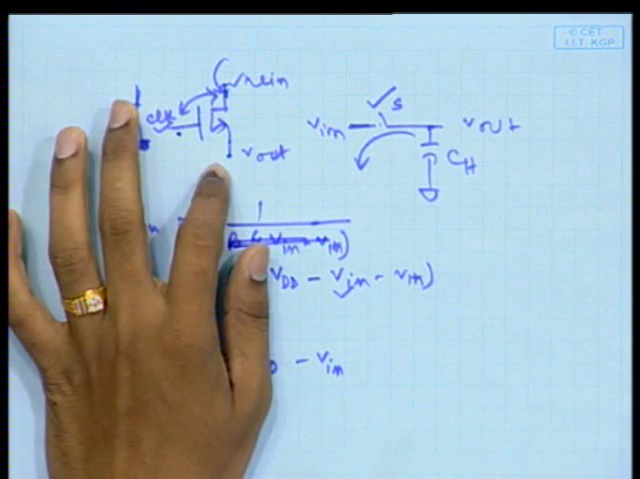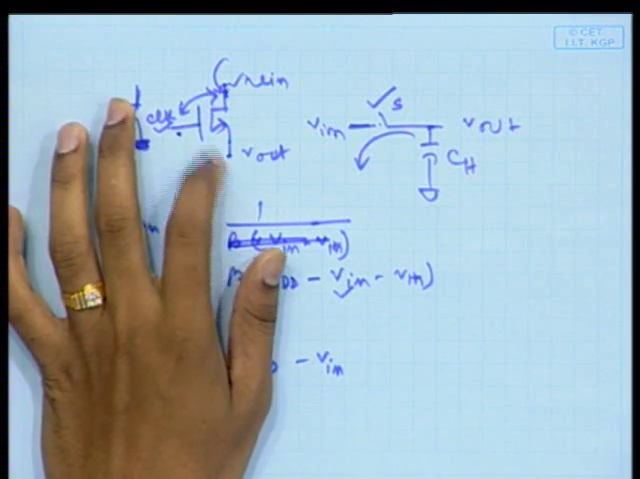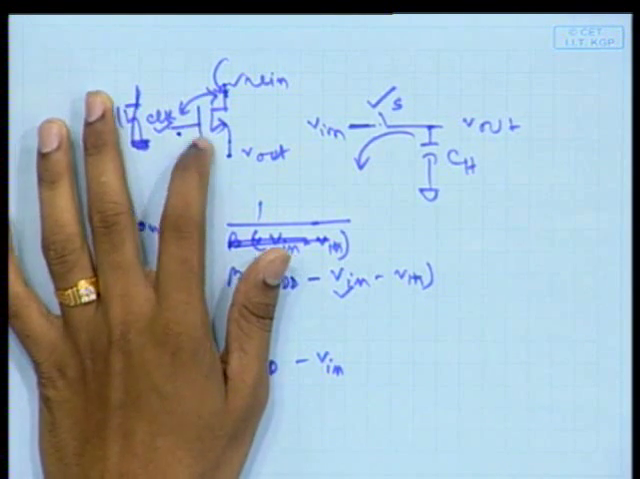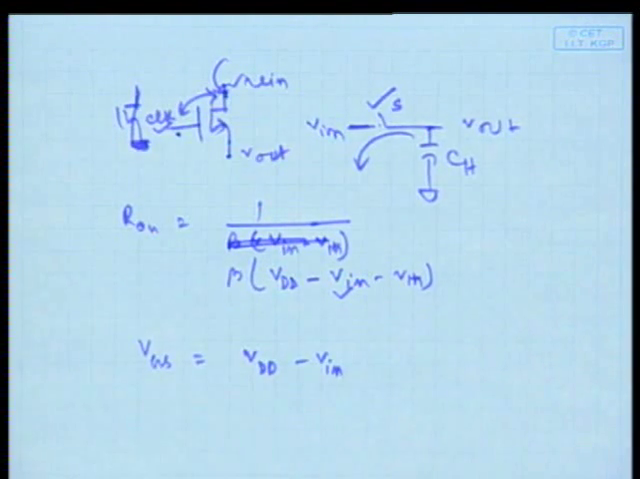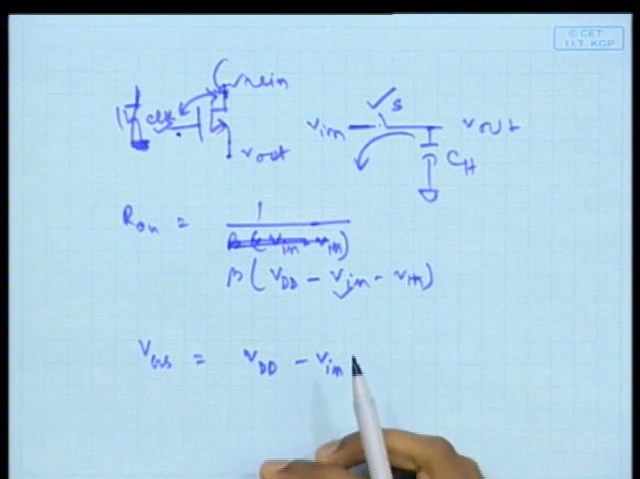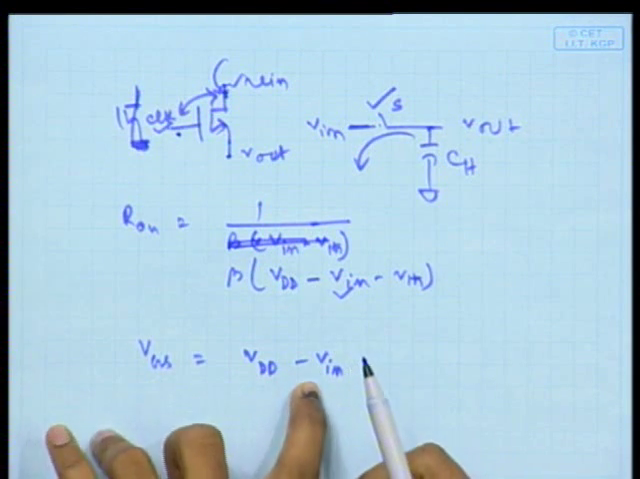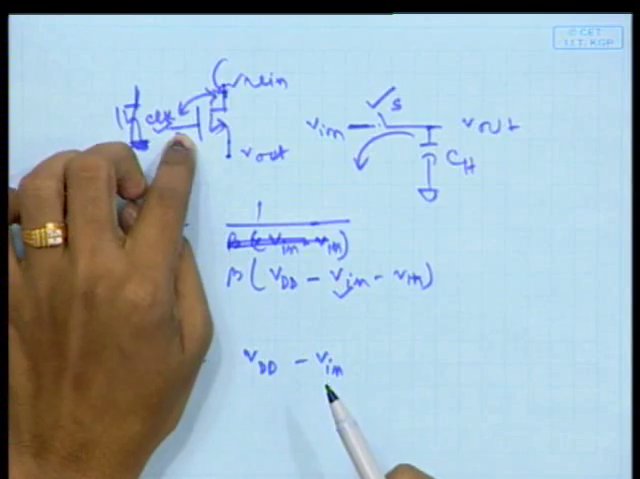When you operate the transistor as a switch, you don't need to care about drain and source. But obviously, if you go for an amplifier or other circuit design, you need to take care. It means you can make any terminal a drain or source, but you have to decide which is source and which is drain. For a switch, you don't need to care about that. So now your VGS is VDD minus Vin for this.